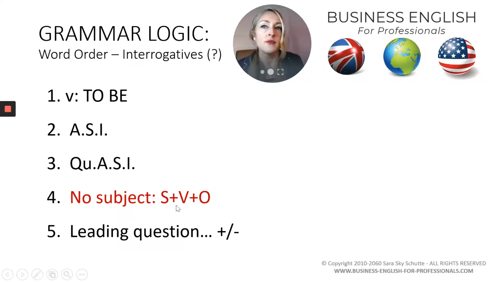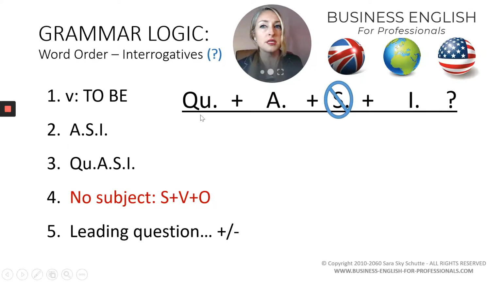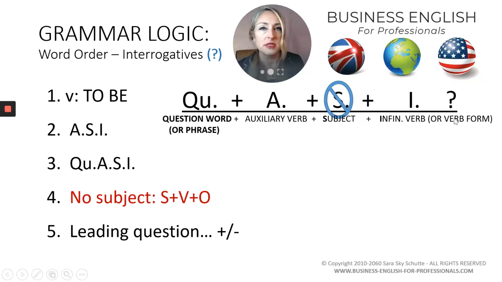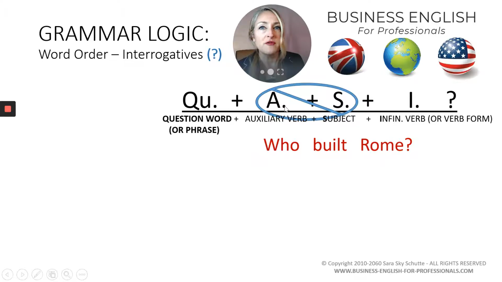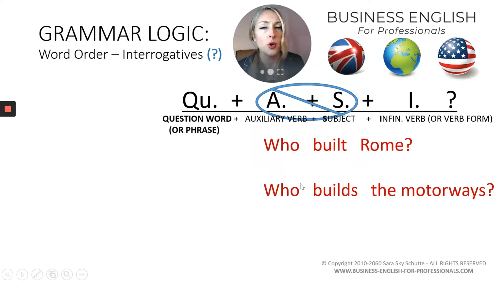Let's look at the ones with no subject, that follow the subject, verb, object format. It's like a quasi question where there's no subject. We're asking for the subject. So again, this is the same one as we just saw, but in this case, we don't have a subject because we want to know the subject. So we don't have an auxiliary and we don't have a subject. Who, and then basically the verb form, and then the object here. So who built Rome? Or who builds the motorways?